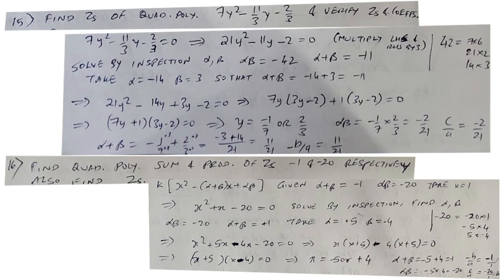What is alpha plus beta? It is minus 5 plus 4, minus 1. What is minus b by a? In our case, b is 1, a is also 1. So minus b by a is minus 1. So alpha plus beta is minus 1, minus b by a is minus 1, verified. What is alpha into beta? Minus 20. What is c by a? c is minus 20, a is 1. So c by a is also minus 20. Therefore, verified.